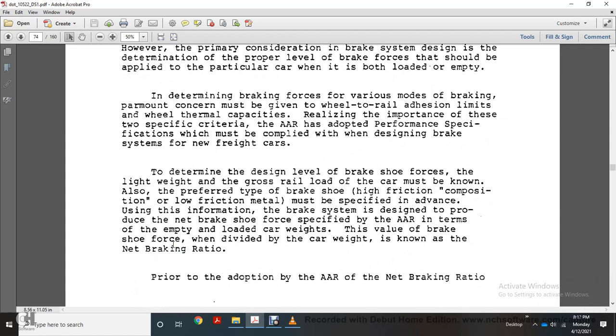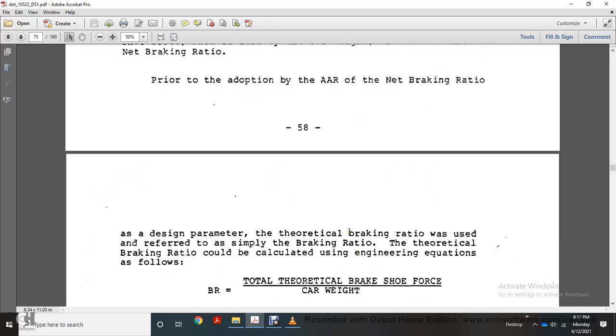Also, the preferred type of brake shoe, whether high friction composition or low friction metal, must be specified. This information is used for the brake system design to produce the net brake shoe force specified by the AAR in terms of the empty and loaded car wheels. The value of the brake shoe force is then divided by the car weight, and is known as the net brake ratio. Prior to the adoption of the AAR net brake ratio as a design parameter, the theoretical braking ratio was used, referred to simply as the braking ratio.